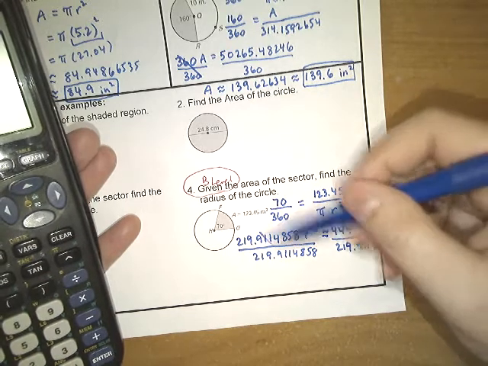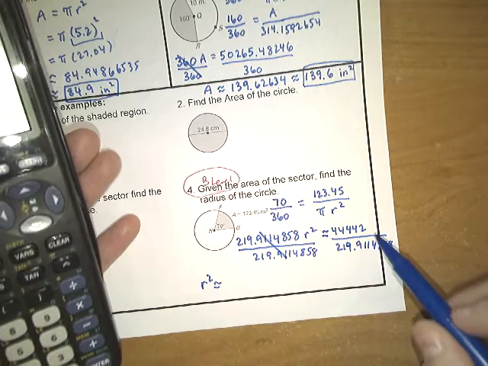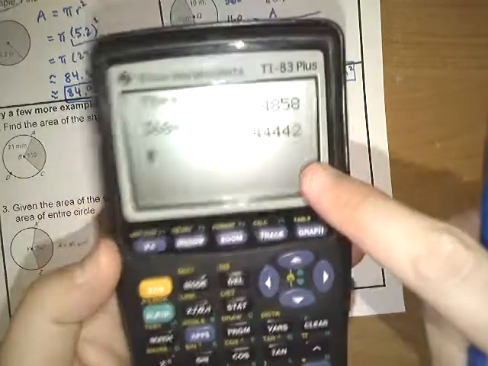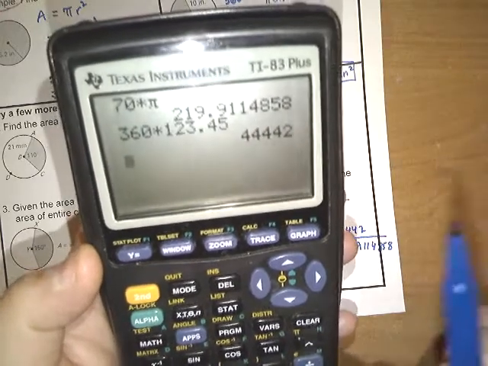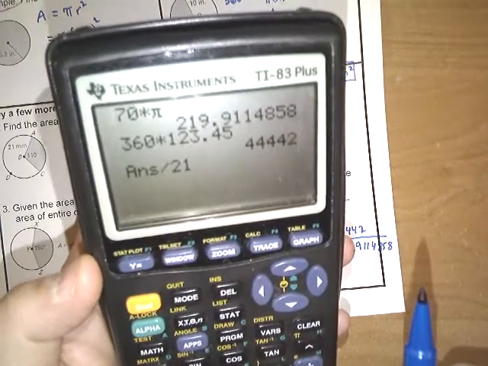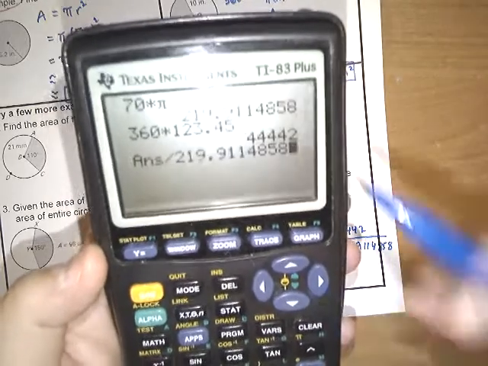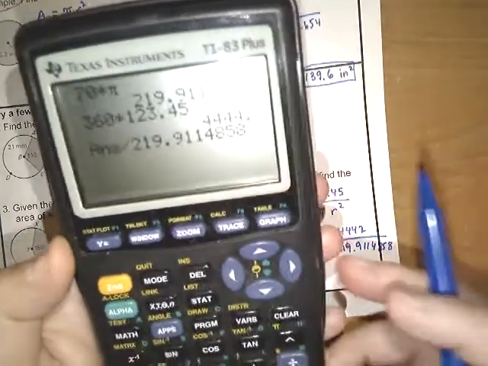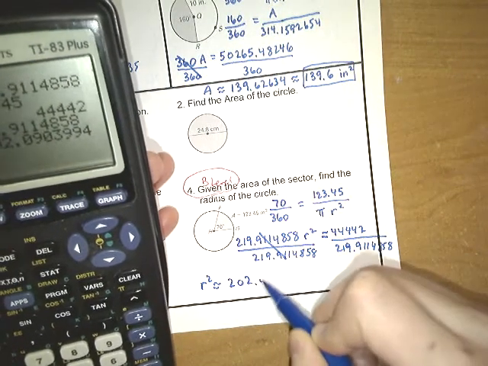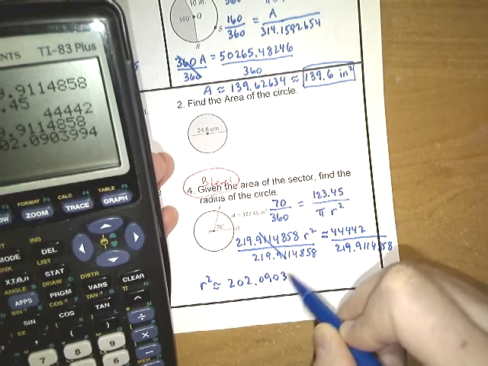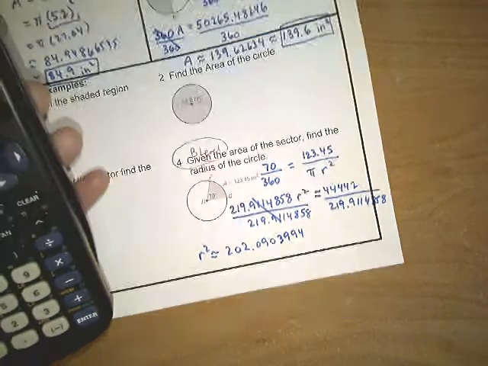Okay, so these values cancel, and I get r squared on the left, and on the right, I have this big old number divided by that one. So I already have the 44,442 on my screen. I'm going to divide that by 219.9114858. Now notice I kept all my decimals. That's good. Okay, so I have 202.0903994, but I'm not done.